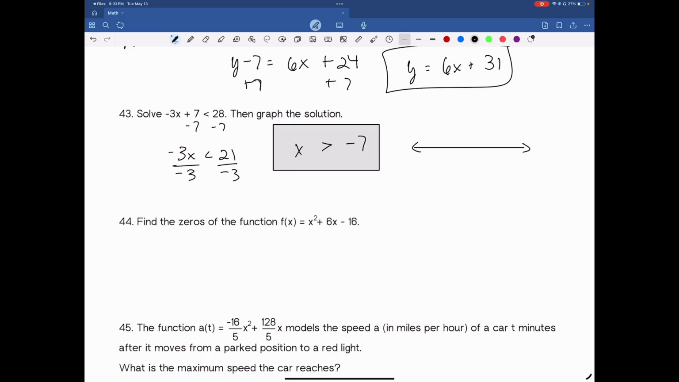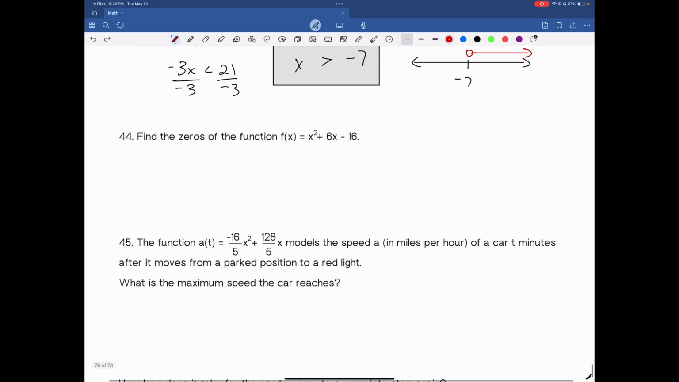So we're putting this on a number line. We have negative 7 here. We're going to have an open point, and we are going to the right because we are greater than. Let me make that point a little different. There we go. Open point because it is not equal to. If we had the equal bar under there, then it would be closed.